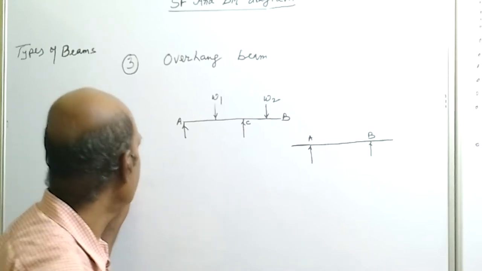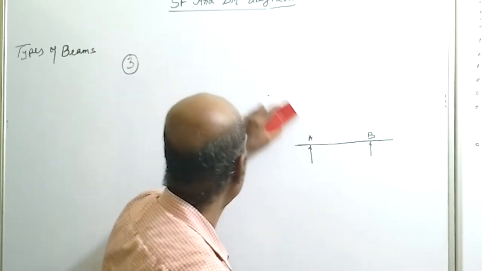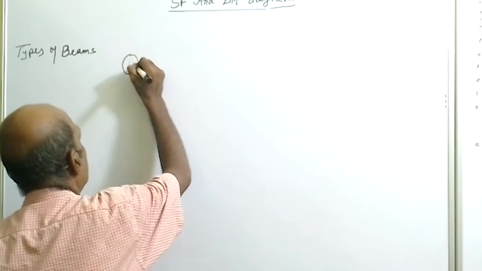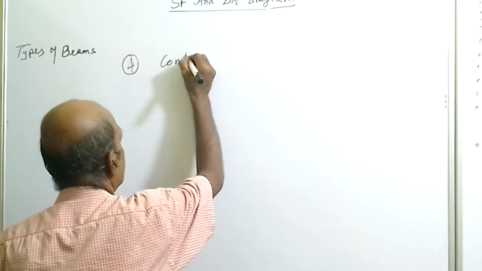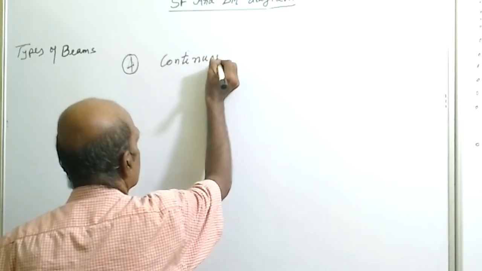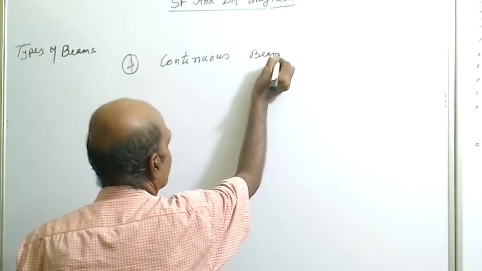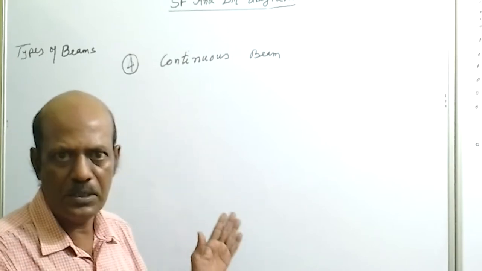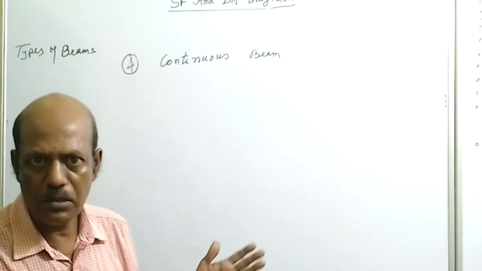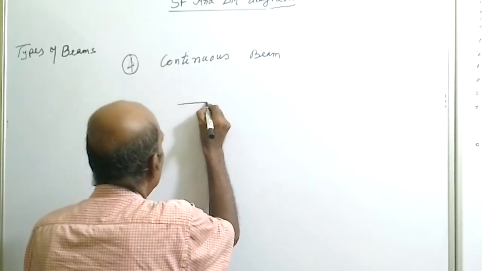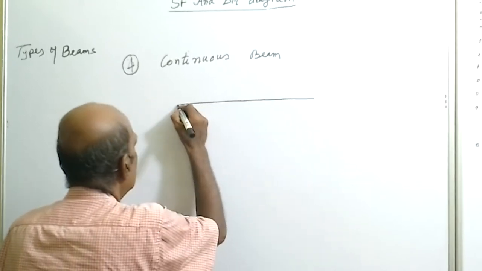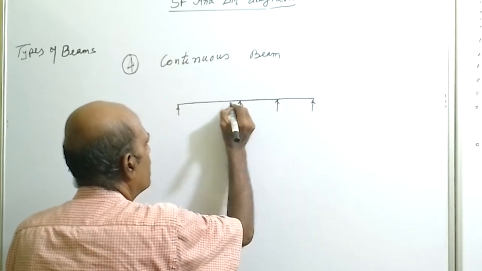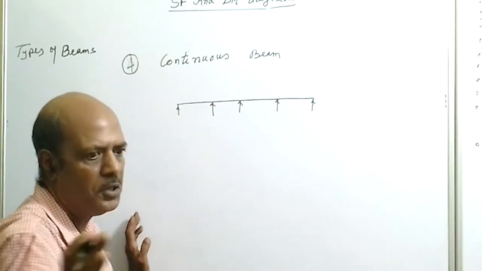Now we will see the fourth kind of beam, that is called a continuous beam. If there are more than two supports over which the beam is resting, then that kind of beam is called a continuous beam. A beam which is supported by more than two supports: two are the end supports and a number of intermediate supports. The total number of supports may be three or more than three.